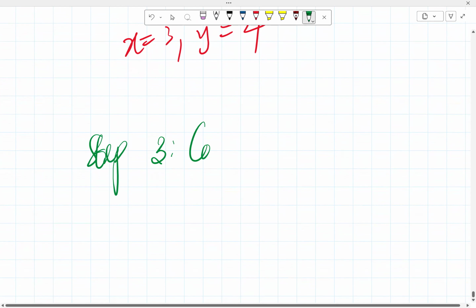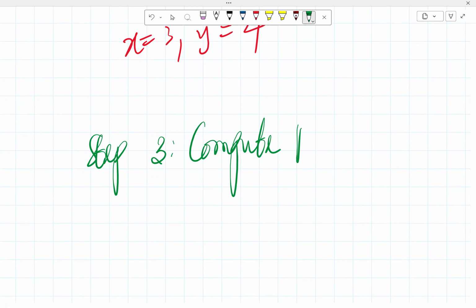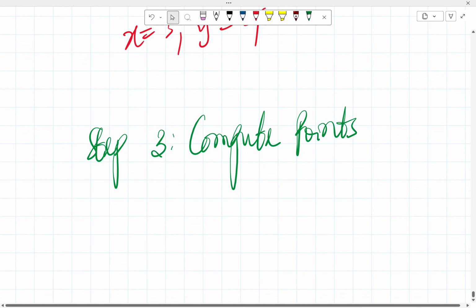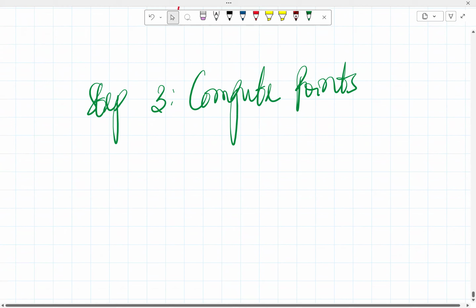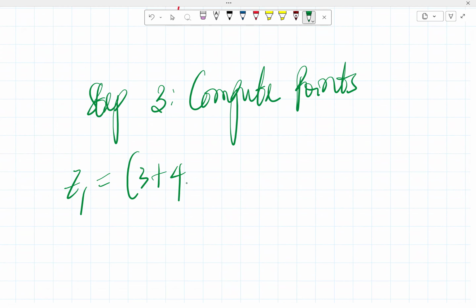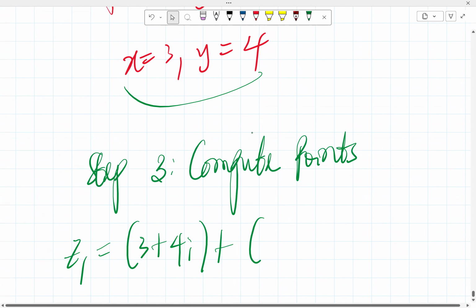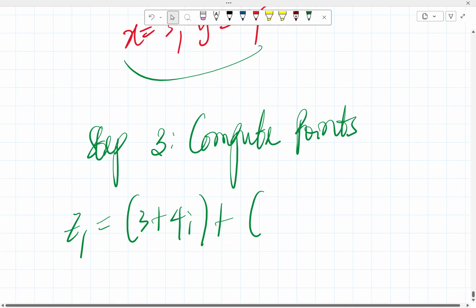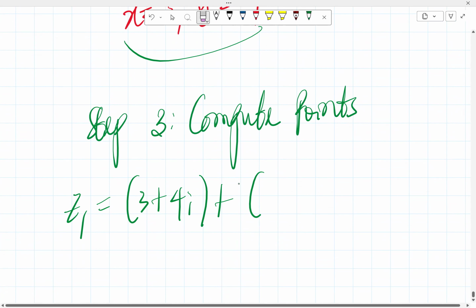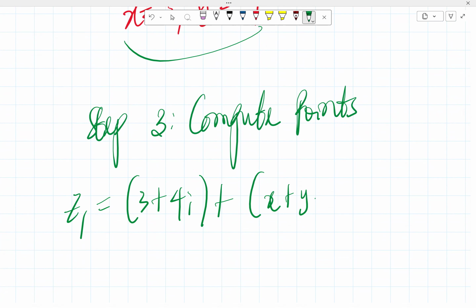Step 3, compute points. We're looking for possible values of Z1 and Z2, right? So we want to compute points. So here we now have Z, since we took Z1 to be 3 plus 4i. Now with this set of points, if x is 3 and y is 4, remember that we started with z1 being 3 plus 4i plus x plus yi.